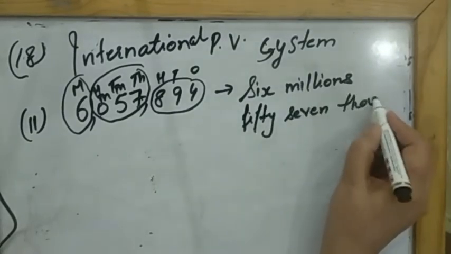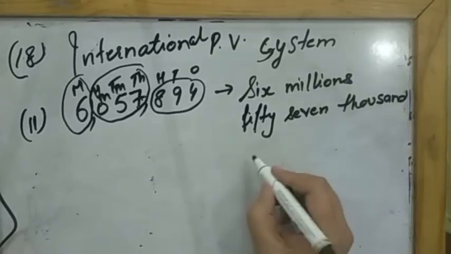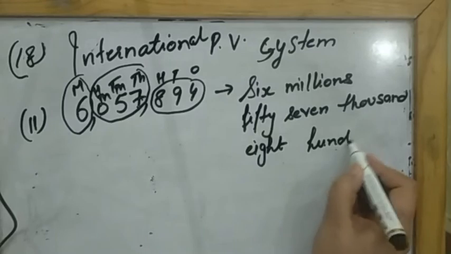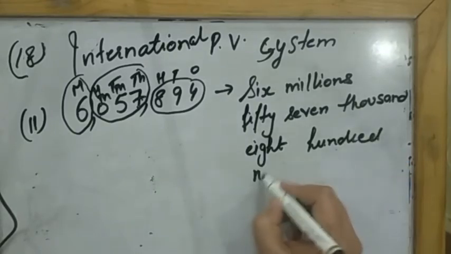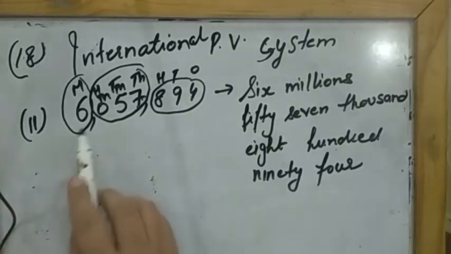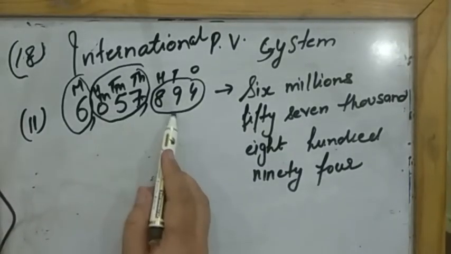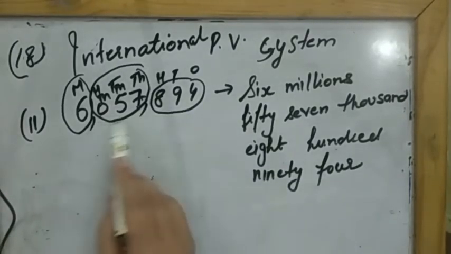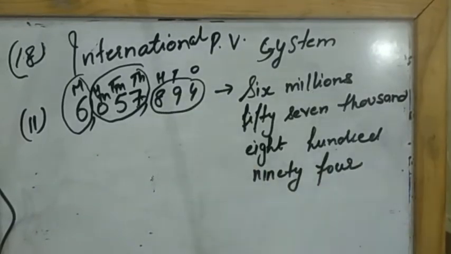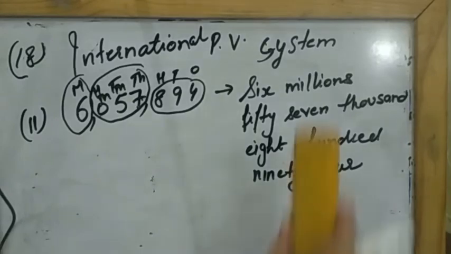So in words, if I write, this becomes 6 million 57 thousand 894. So this is how we put the commas. We put the commas after every 3 digits in the international system, and this is how we read and write the number.